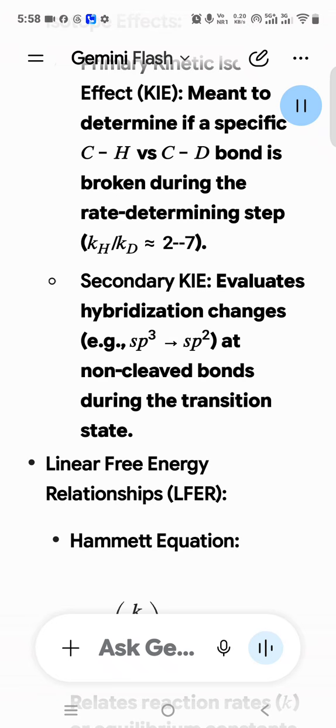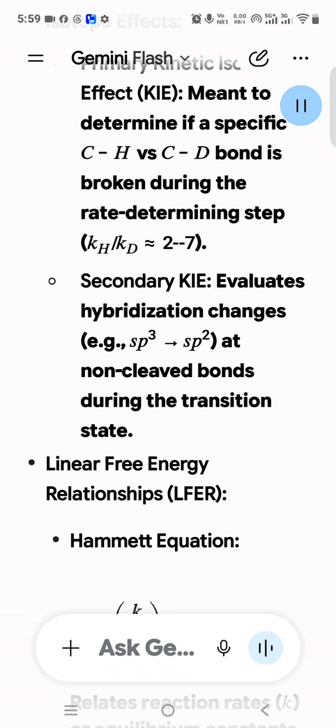Symmetry elements and chirality. Elements of symmetry: center of inversion, i; plane of symmetry, sigma; axis of rotation, C_n; and improper axis of rotation, S_n. Criteria for chirality: a molecule is optically active if it lacks an improper axis of rotation, S_n, which includes sigma and i. Projection formulas and isomerism.